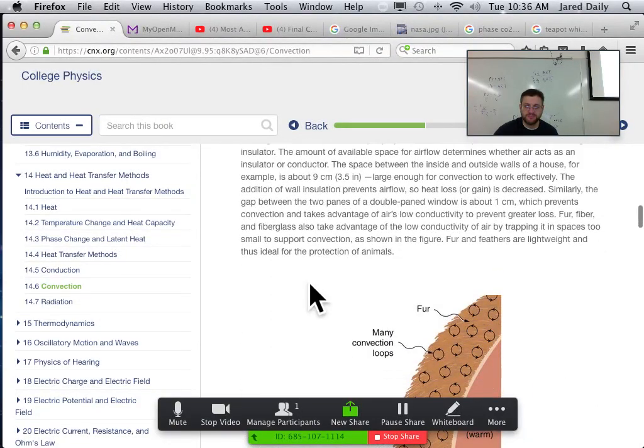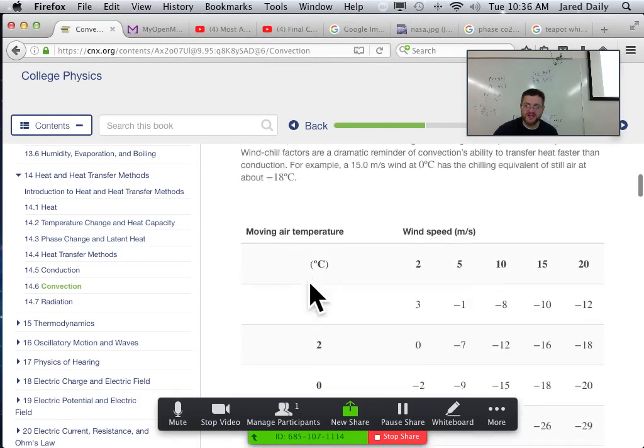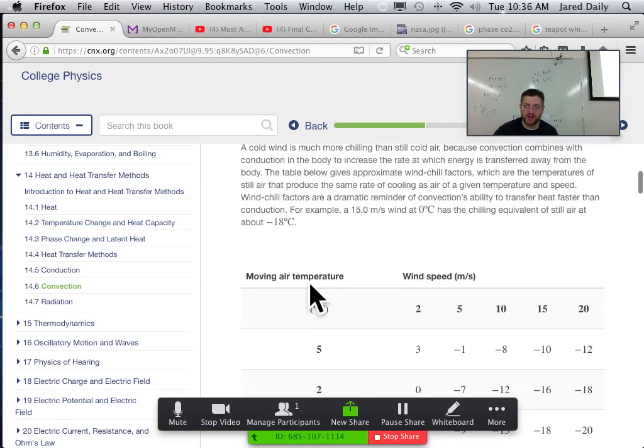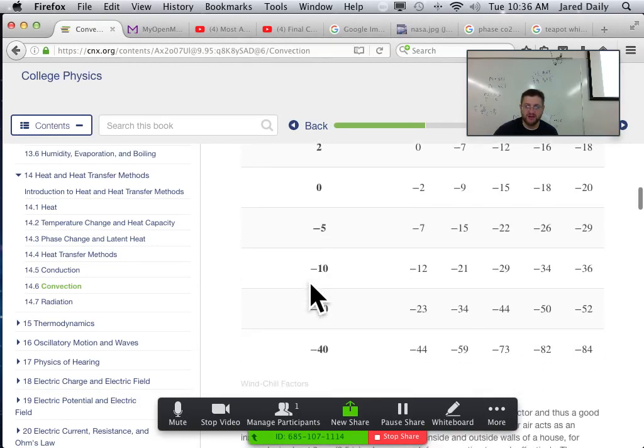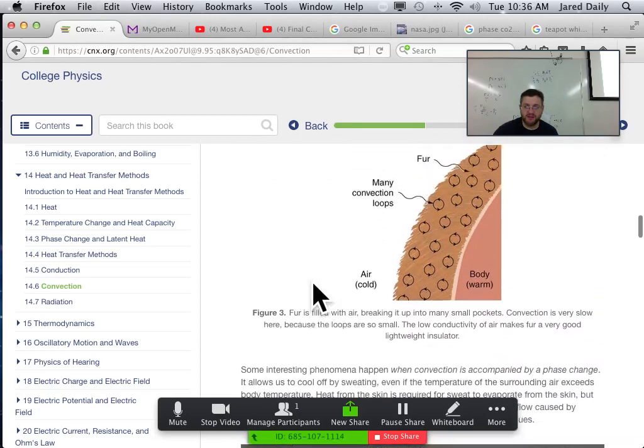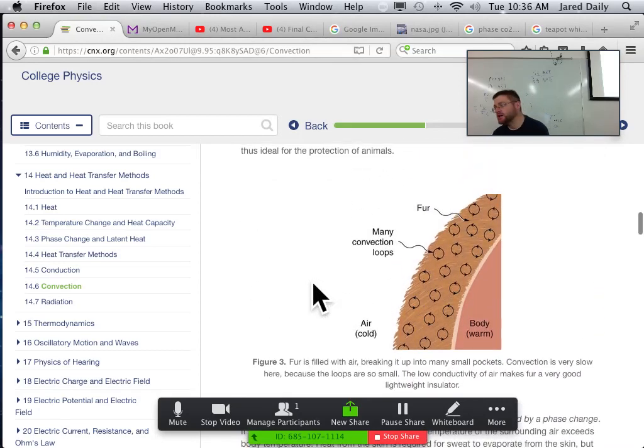Now, one of the things they talk about when they talk about convection is the wind chill factor. They also talk about convection in fur, right? So particularly, my favorite is polar bear fur. What color is polar bear skin? No, it's actually black. The polar bears use 3 different methods to heat themselves. They have this black skin. We'll talk about how that works later.